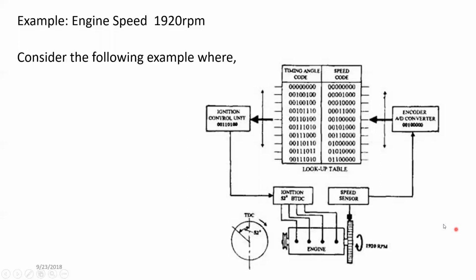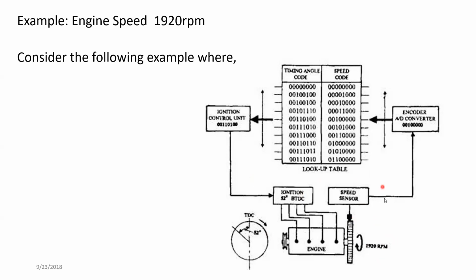In this particular application, the engine is operating at 1920 rpm, read by the engine speed sensor. When the engine is operating at this particular rpm, a certain amount of ignition advance has to be put on, right? That particular ignition advance has to be found out from somewhere.